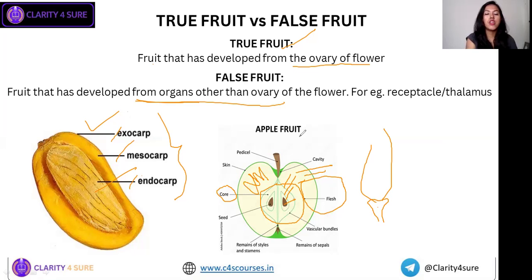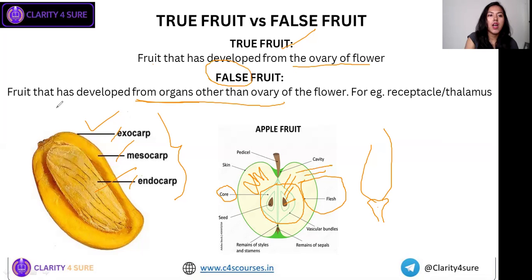Okay, so such kind of fruits are called as what? Such kind of fruits are called as false fruits, or sometimes they're also known as pseudocarpus fruit. Like pericarp is the one which develops from what? Ovary. So something which develops other than ovary is what? Pseudocarpus fruit or false fruit.